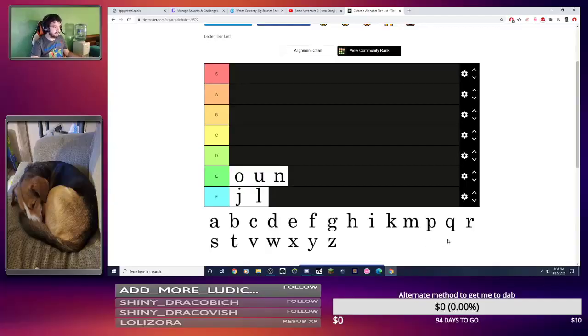Should we? I think we should add R to this tier as well. I don't think R is very good either. This one looks kind of neat, but that's probably just the font. I don't think R is a very fun letter. It's just a line and then a squiggle. No, R is out.